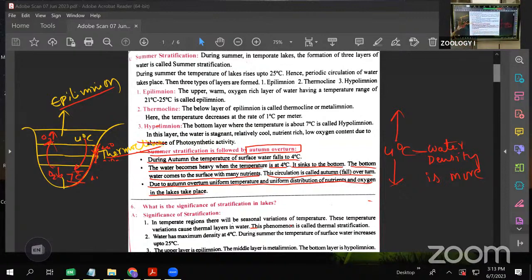Next, due to the autumn overturn, uniform temperature and uniform distribution of nutrients and oxygen take place in the lakes. Clear? Here it is the summer stratification. After the winter stratification, the spring overturn also occurs. The water in lakes mixes two times. One is called the autumn overturn, and the second is called the spring overturn.